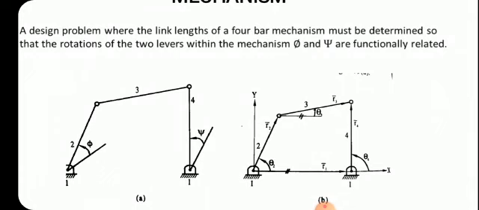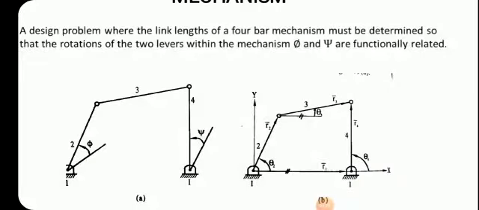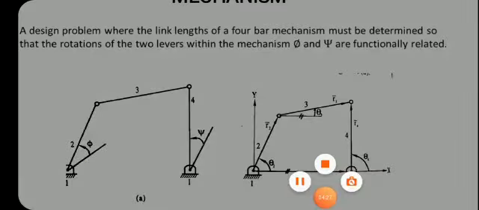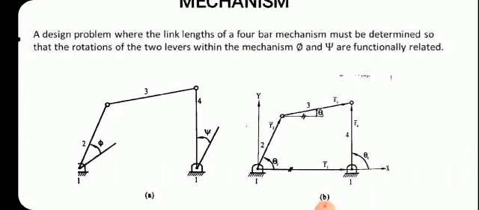Now theta 2, theta 3 and theta 4, all the equations are given: 1, 2, 3, 4. R1, R2 dash, R3 dash and R4 dash, all the vectors are here. The link lengths of the four-bar mechanism must be determined so that the rotations of the two levers within the mechanism, phi and psi, are functionally related. That is what you have to show.